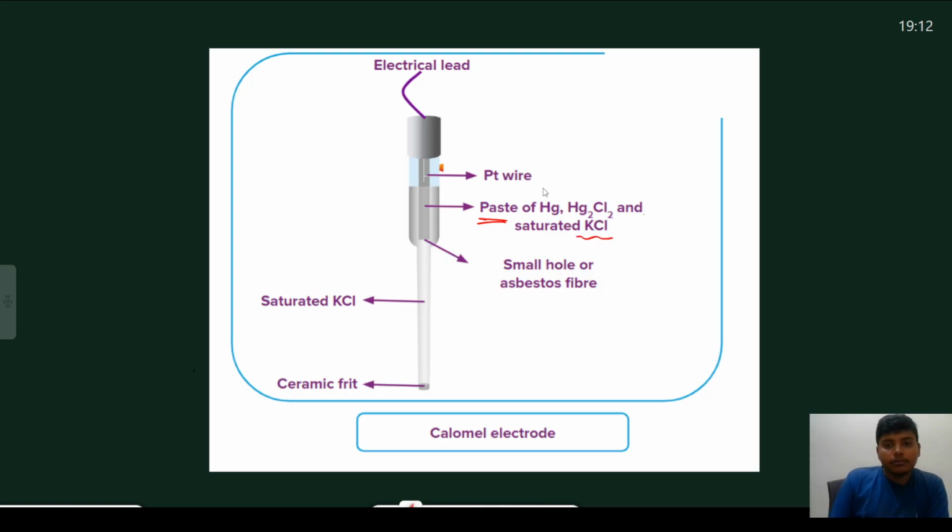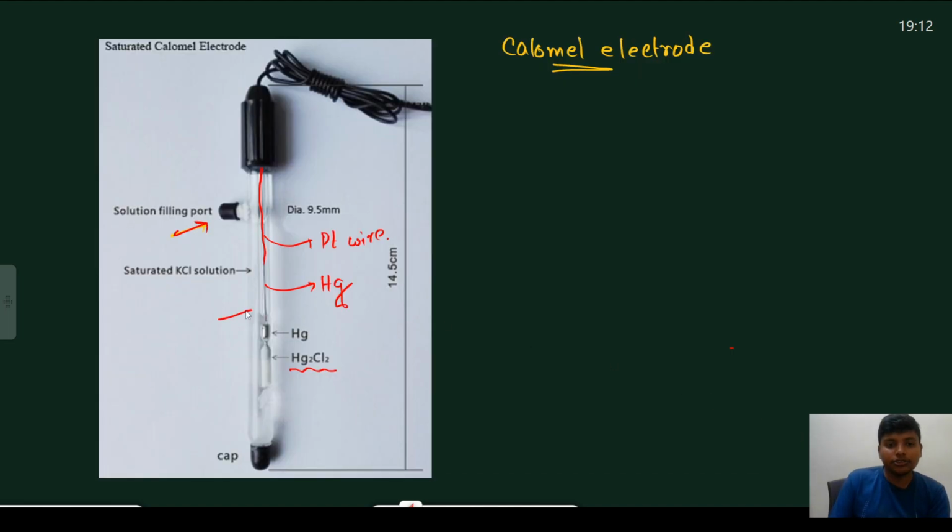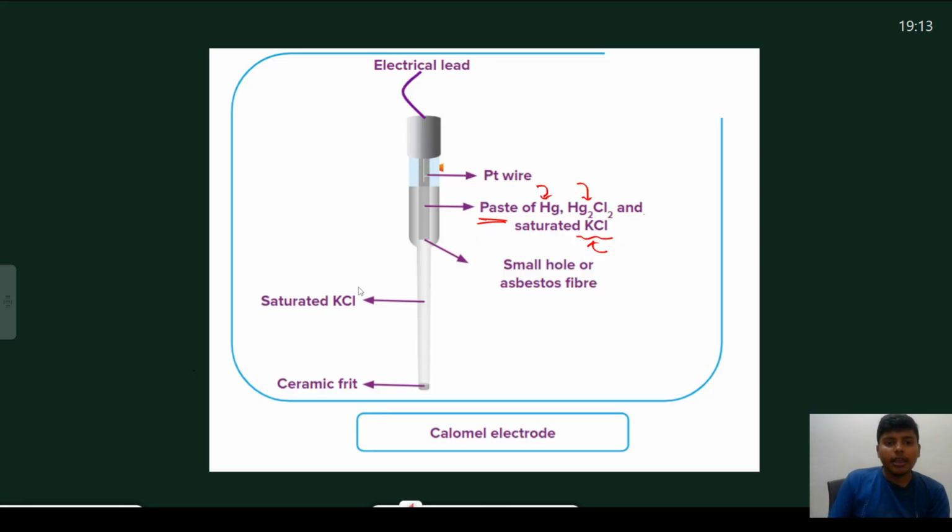Now, mercury is the electrode, Hg2Cl2 acts as the electrolyte, and KCl, you know that we use KCl as a salt bridge. Outside, this is made up of ceramic glass, very hard glass that will not break, and there is saturated KCl inside. Understood? So this is called the calomel electrode.